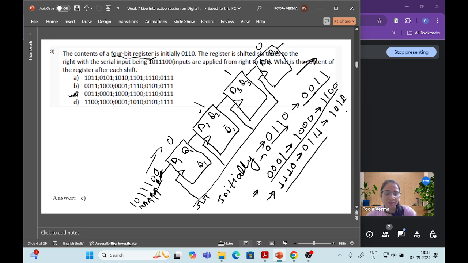This is the 7th block, so that is shifted. They have asked for only 6 times, so we need to check only 6 times for each. I hope you have understood this question.